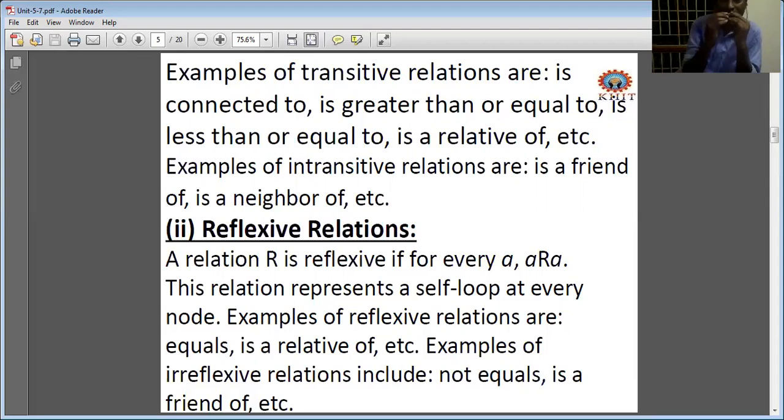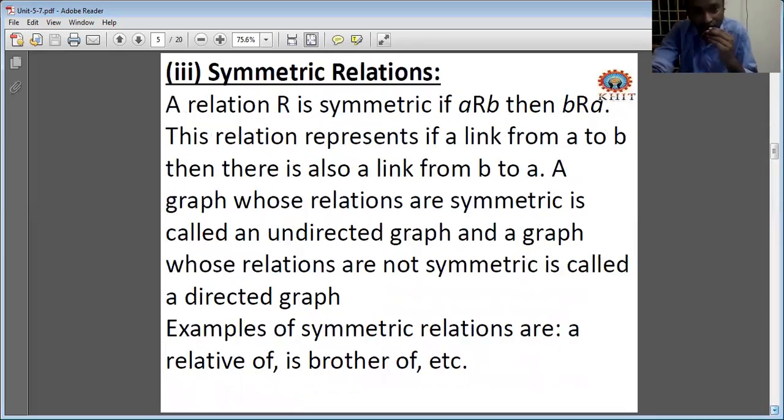Then the second one, reflexive relations. A relation R is reflexive if for every A, A is related to A, then it is called a reflexive relation. This relation represents a self loop, because A R A is nothing but a self loop. This relation represents a self loop at every node. Examples of reflexive relations are equals, is a relative of, etc. Examples of irreflexive relations include not equals, is a friend of, etc.